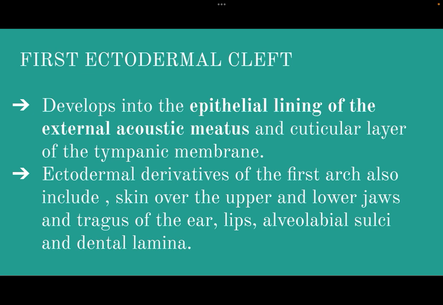First ectodermal cleft. The first ectodermal cleft develops into the epithelial lining of the external acoustic meatus and cuticular layer of the tympanic membrane. Ectodermal derivatives of the first arch also include skin over the upper and lower jaws and tragus of the ear, lips, alveolabial sulci, and the dental lamina.